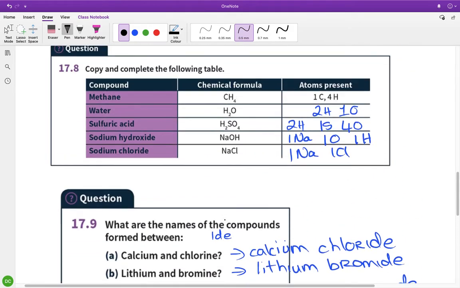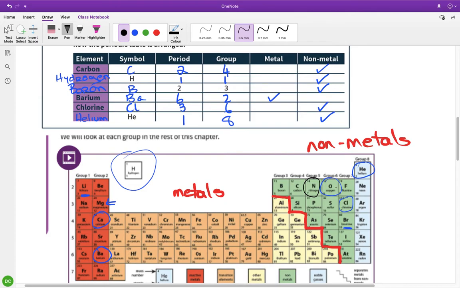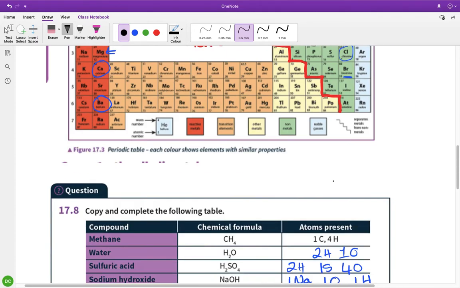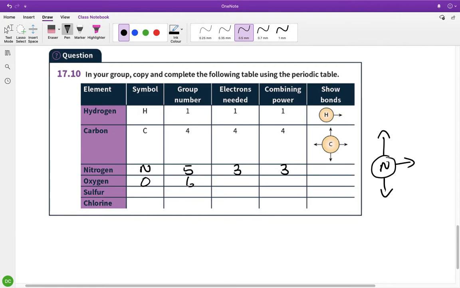Oxygen is O. Go back up here and find it. So it's here in group 6. So oxygen is in group 6, so 7, 8, it needs 2 for its outer shell, and that's a combining power of 2. So for oxygen, it's just going to be 1, 2.